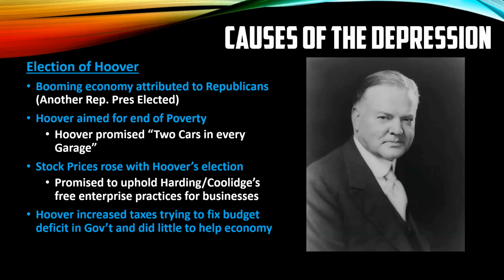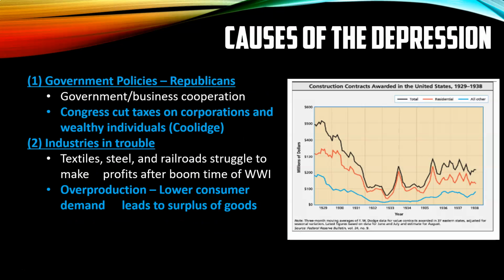Hoover was focused on trying to end poverty, promising two cars in every garage, and stock prices rose during Hoover's election. He had promised to uphold Harding and Coolidge's free enterprise practices for businesses, meaning businesses could expand with little interference from the government and not nearly the problems that they had faced in an earlier period. Hoover increased taxes, trying to fix the budget deficit in the government, and ended up doing very little to actually help the economy in which regular citizens lived.